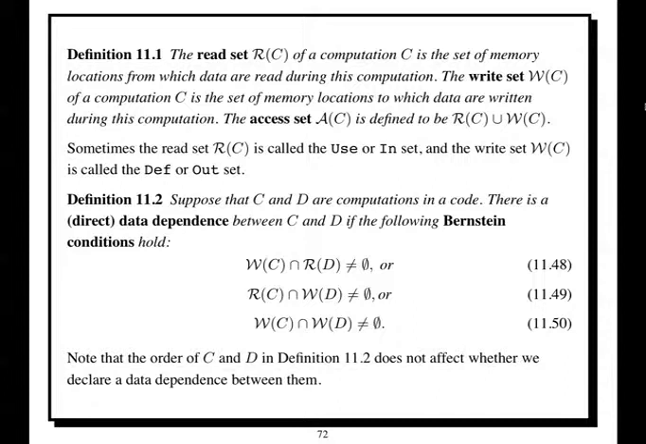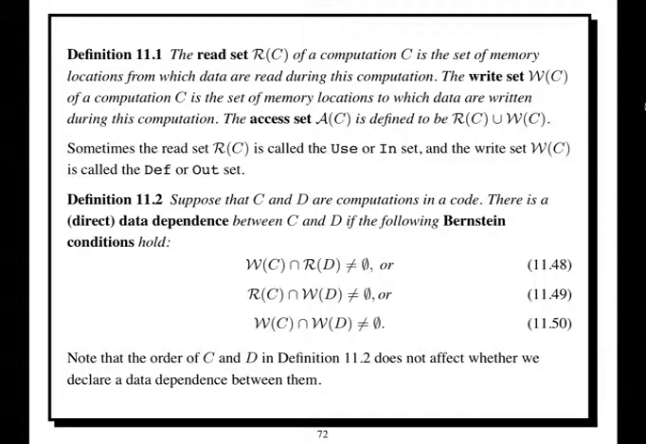For any computation, that would be a line of code or a group of lines of code, there is the read set for the computation. That's the set of memory locations from which data are read. And the write set is the set of locations that are written to. And the access set is the union of those two. And there are these three Bernstein conditions, which are the way you characterize whether or not there is a dependence.